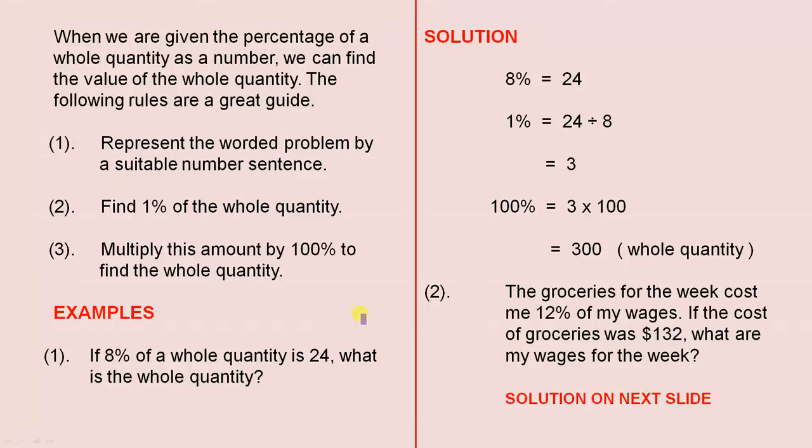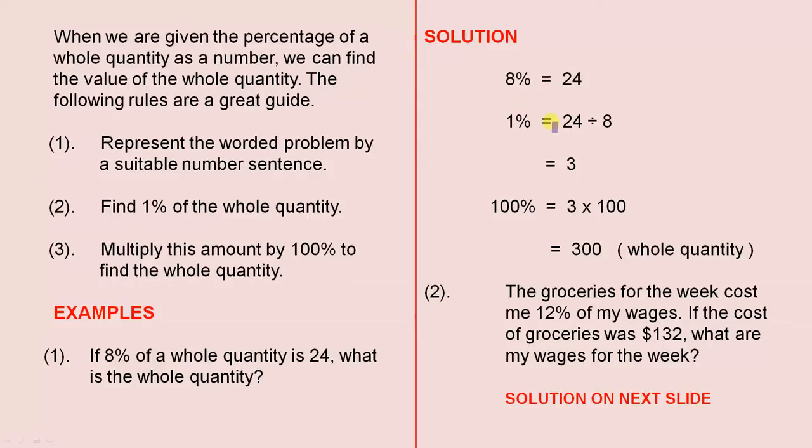So example 1. If 8% of a whole quantity is 24, what is the whole quantity? So the first part says represent the worded problem by a suitable number sentence. Now this is just a very short form of a number sentence, and basically what it means is that 8% of the whole quantity equals 24. That's what that actually means. It doesn't mean that 8% equals 24. So that's the short way of saying 8% of a whole quantity equals 24.